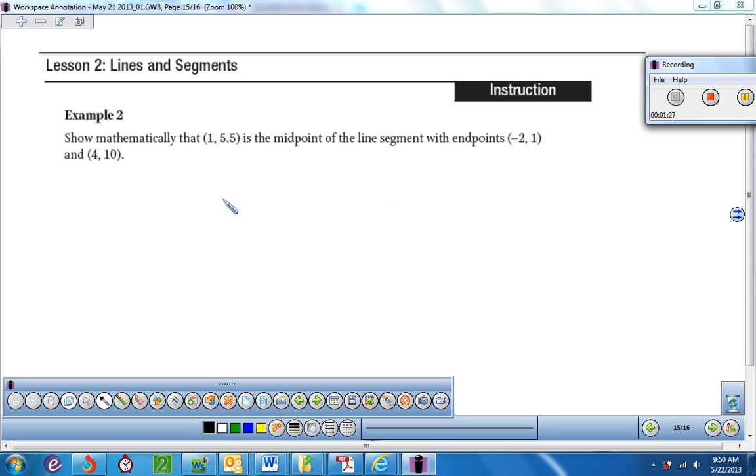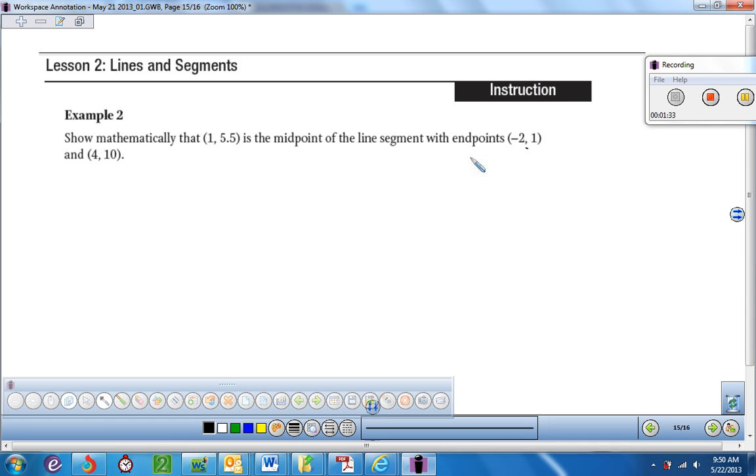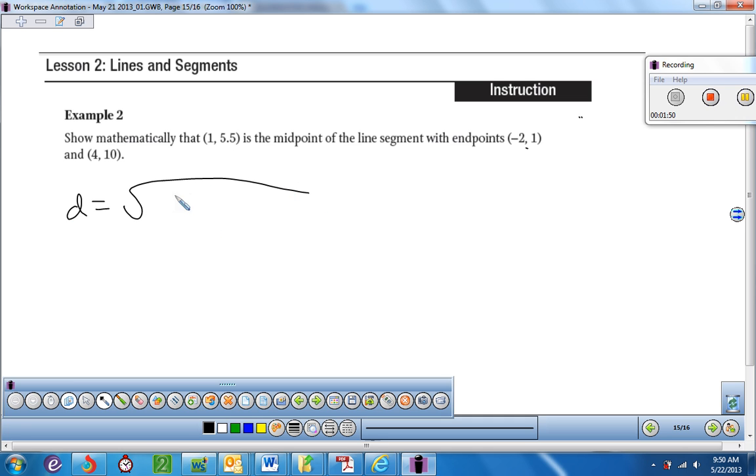Now in example 2, they're wanting us to show that we're basically proving that 1 and 5.5 is the midpoint of the line segment. So for it to be the midpoint, it has to be equal distance from both the 2, 1, and from 4, 10. So what we're going to do is use the distance formula to see where that is.